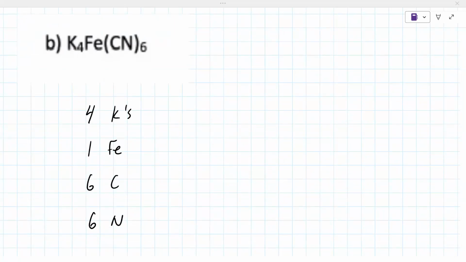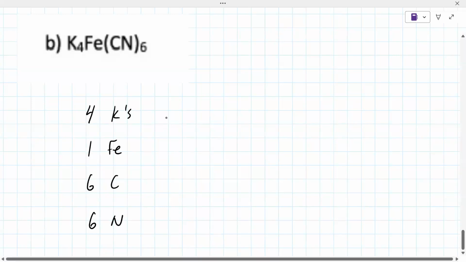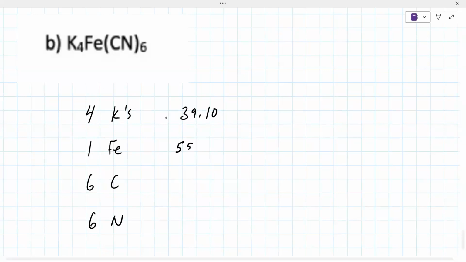I'm gonna pull up my periodic table for just 1 second. All right. So K, I have it at 39.1. Fe is 55.84. C is 12.01. N is 14.01.